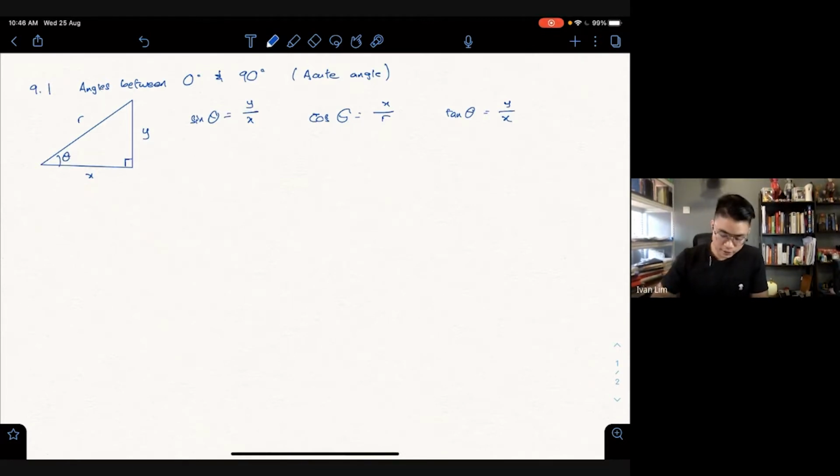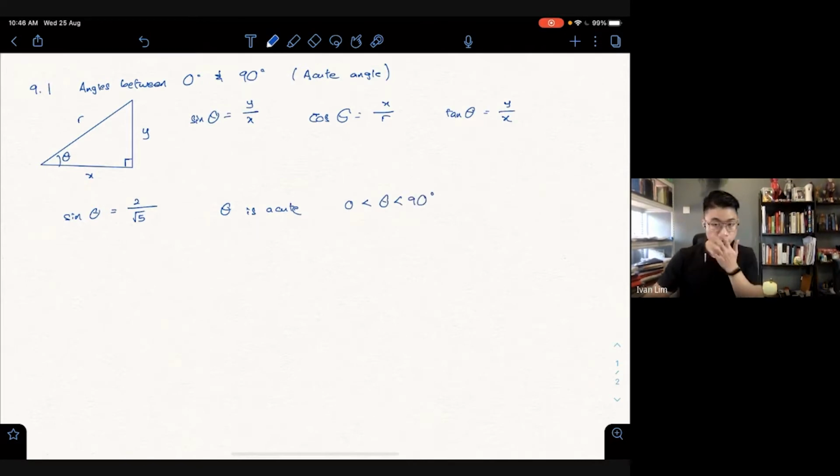Given that sine theta is equals to 2 over sqrt 5, and that the angle is acute. Sometimes they'll write it this way, angle is acute, or they will write it like this, 0 to 90 degrees. So you just need to take note of this.